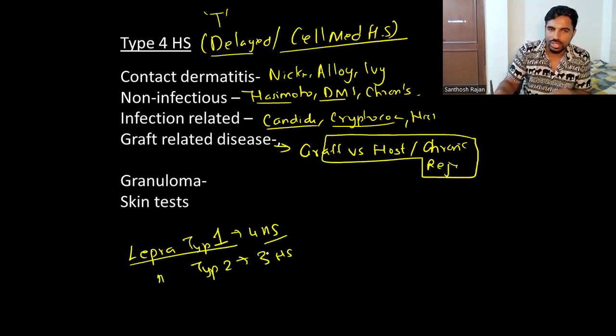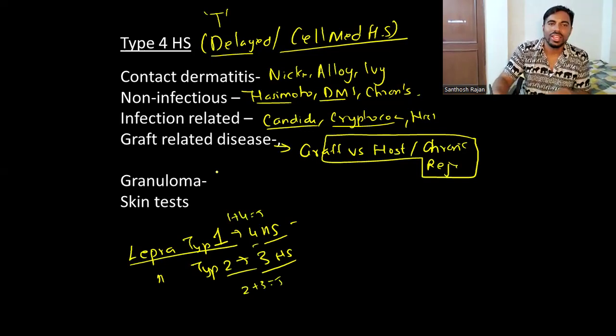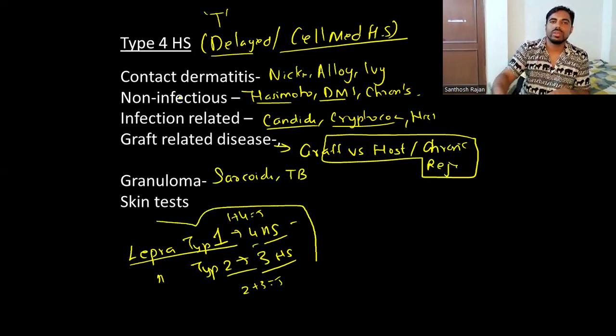That is the beauty. So the idea is 1 plus 4 is equal to 5 and 2 plus 3 is equal to 5. That's it, that's how you will remember. Granuloma, any granuloma, sarcoidosis, TB, all these things. Anything granuloma related would also be type 4 hypersensitivity reaction.